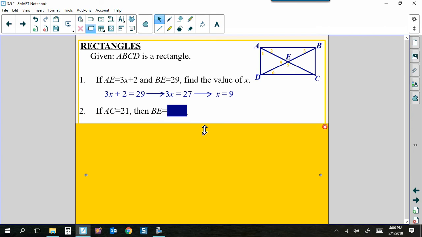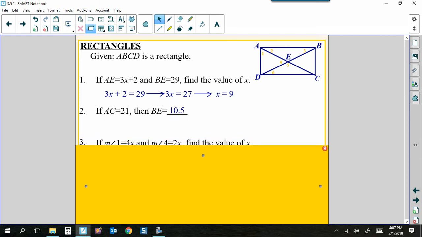Then next, what I can do is I know that AC is equal to 21. Well, if AC is equal to 21, then BE has to be equal to 1/2 of AC. The reason I know this is because I know AC and DB are equal. So since they are equal, I can take 1/2 of AC, and that will equal 1/2 of DB. 1/2 of 21 is 10.5.